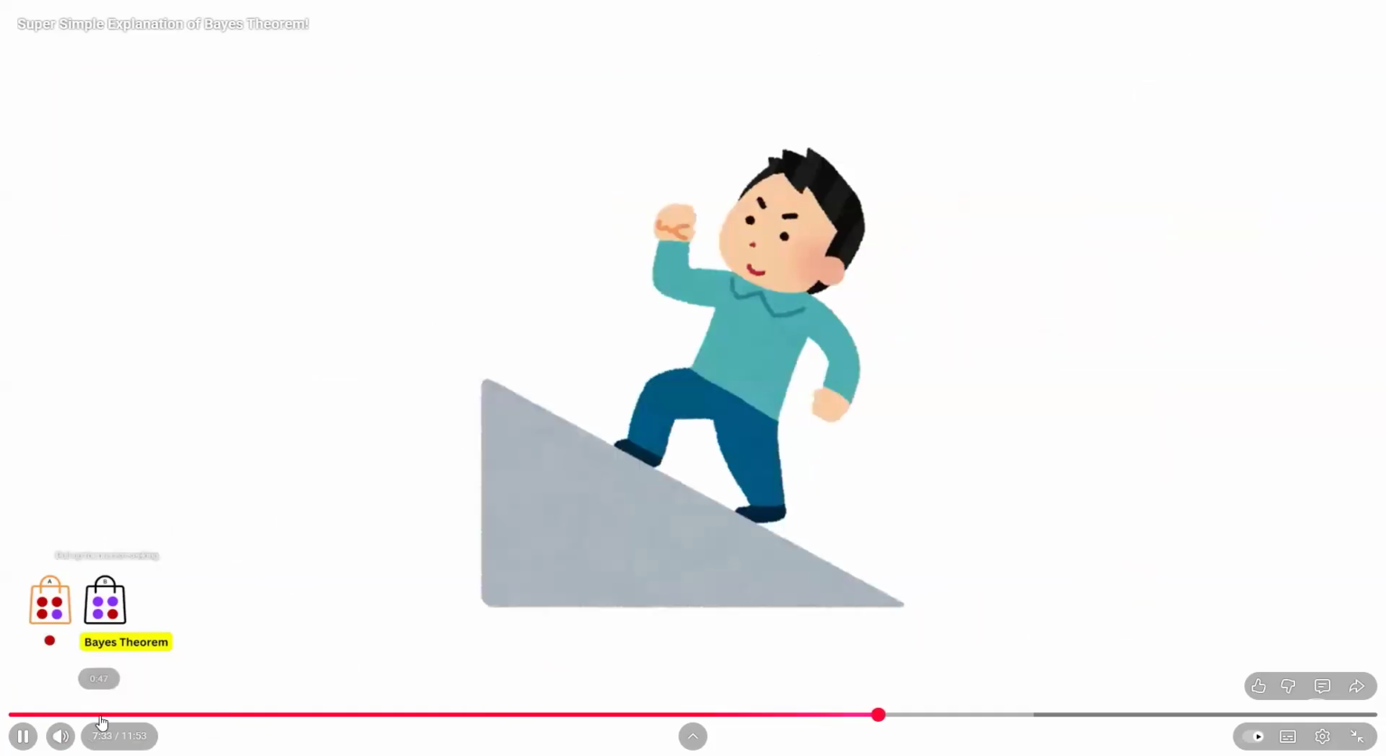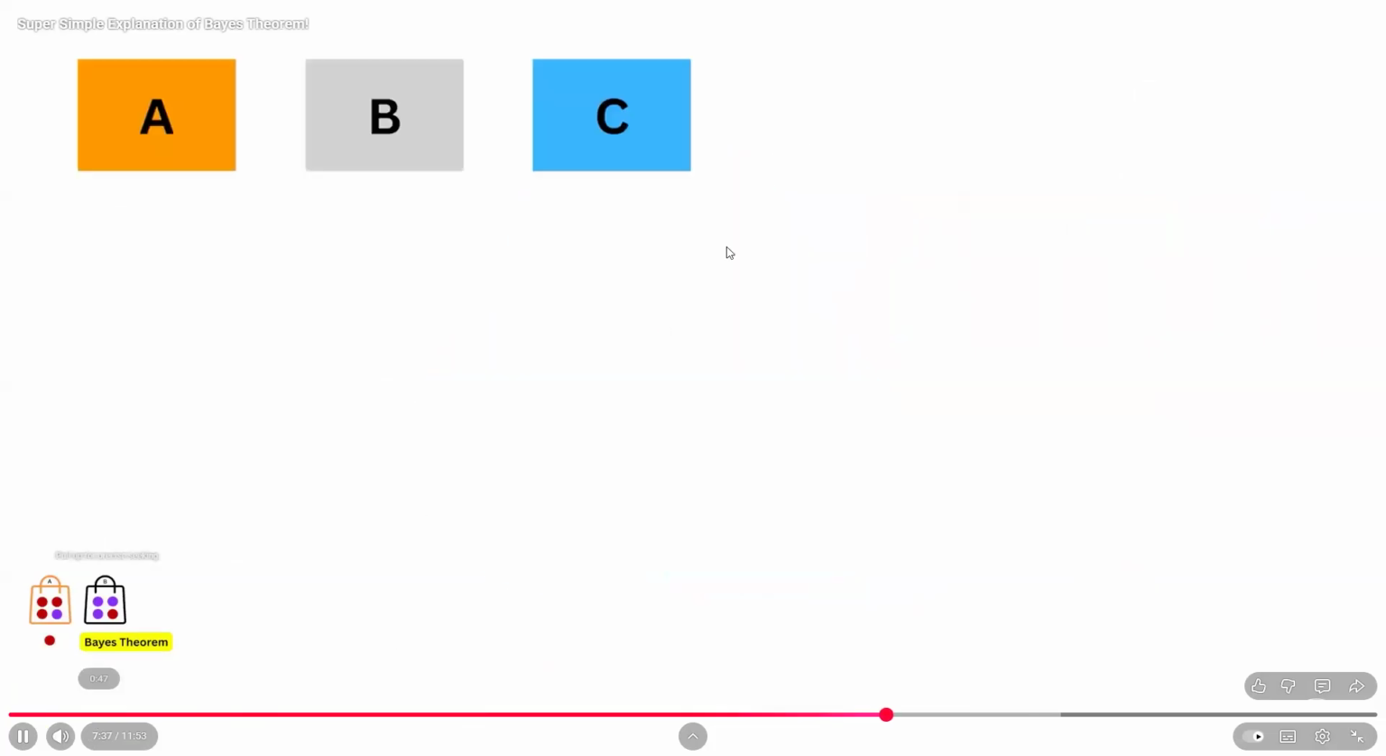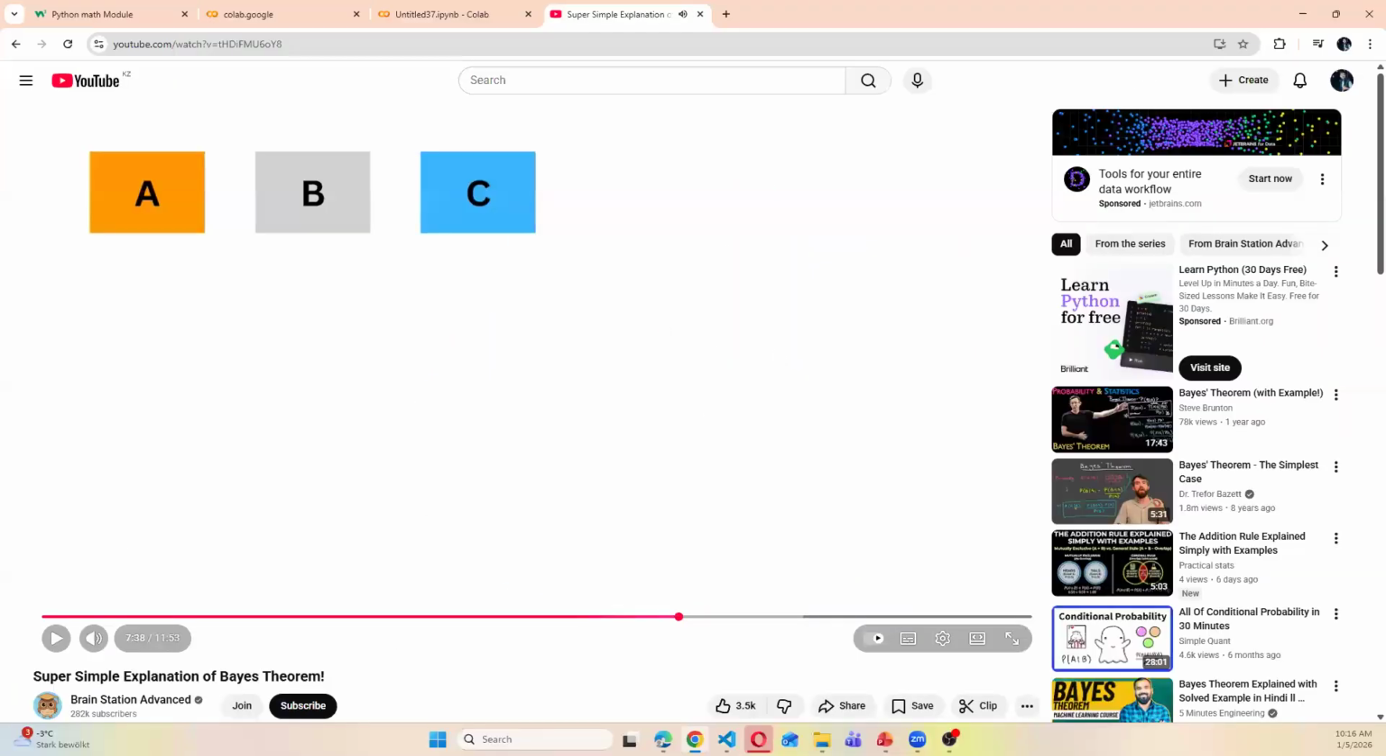Okay, let us level up our gear. We will introduce 3 events. Suppose we have 3 machines. Events, you can watch it later.